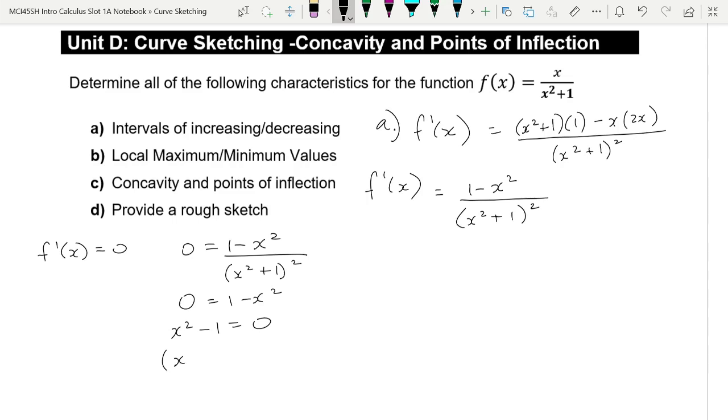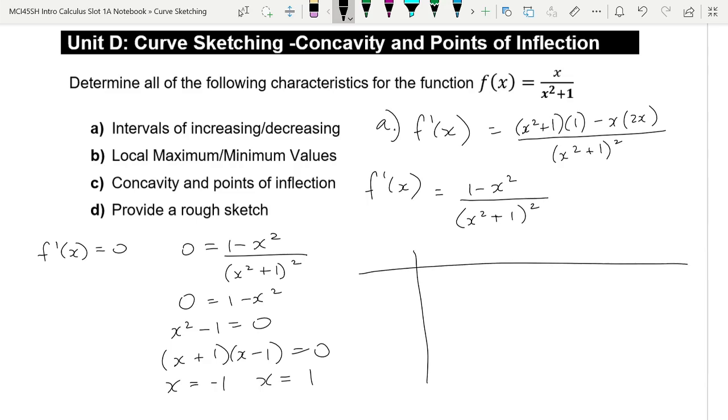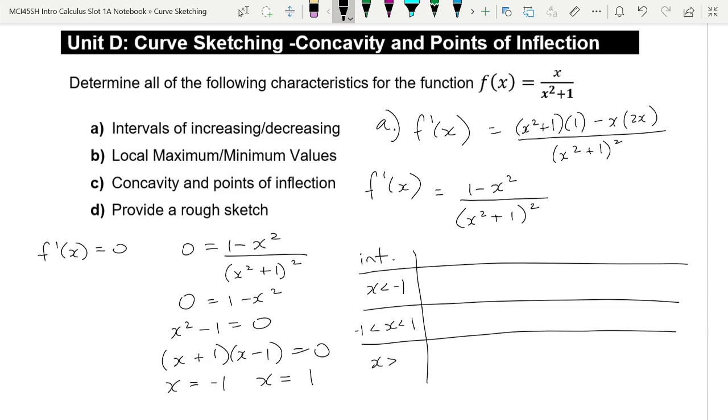And we realize that our critical values happen. Let's factor that. That's a difference of squares. Critical values happen at negative 1 and 1, right? So therefore, those are our critical values. So those are the intervals that we are going to explore. So we're going to do an interval diagram. We're going to explore the intervals from negative infinity to negative 1. The interval between negative 1 and 1, I meant to say. The interval greater than 1. So there we go. Those are our two critical points and our intervals.